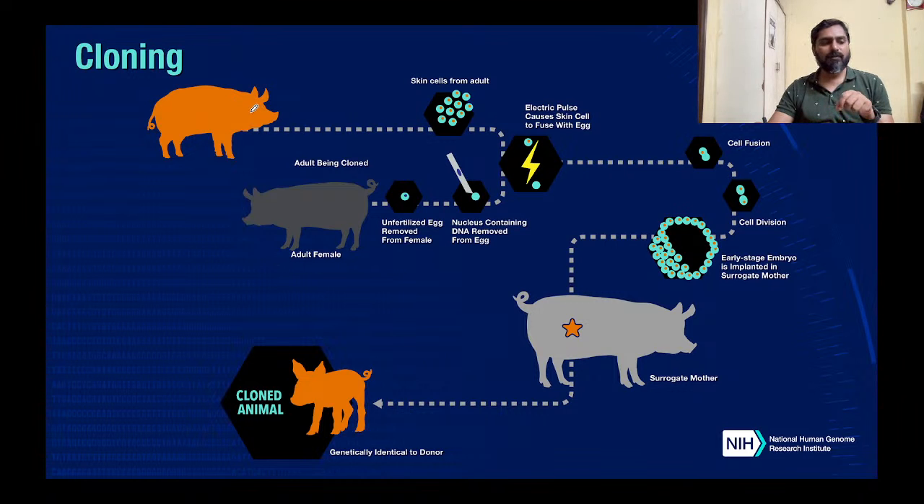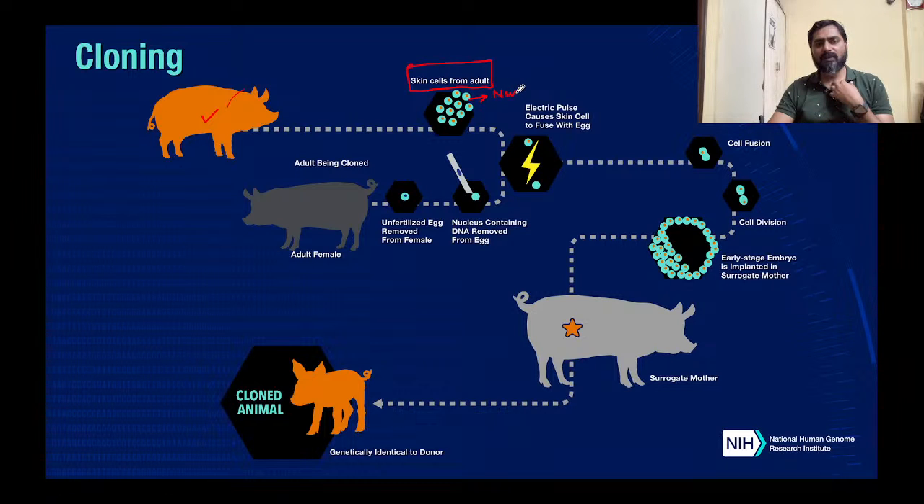In cloning, what we are trying to do is to make an exact copy of a particular organism. So here what we are seeing in this slide is that we want to make an exact copy of, let us say, this pig. So we want to make a clone of this pig. So how is the clone made? We will take the skin cell or any somatic cell from the adult. We have taken the skin cell from the adult, and we will extract the nucleus.